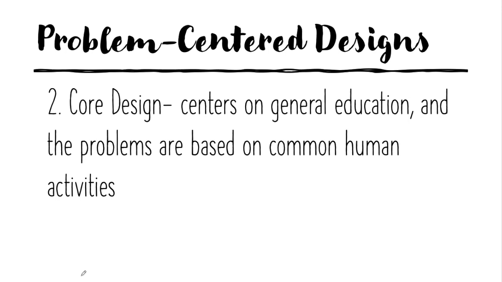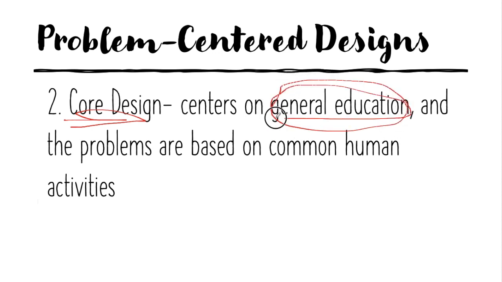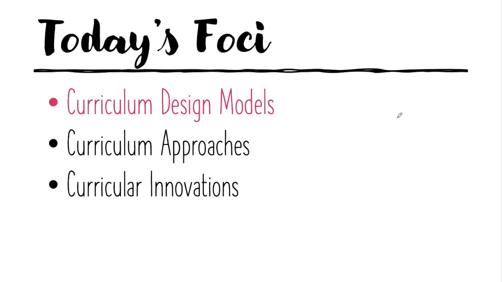The second one is the core design. It centers on general education and the problems are based on common human activities. You need to remember that when you say core, these are only the basic education topics that we have. That's why we have general education here. So for core design, the main center point is general education, and the problems given to the child are based on the common human activities that we have. Okay, so we're done with the different curriculum design models.